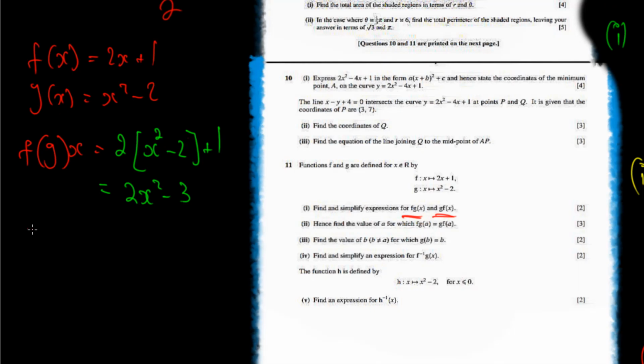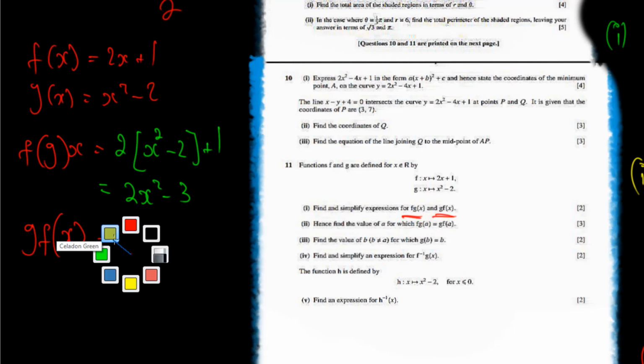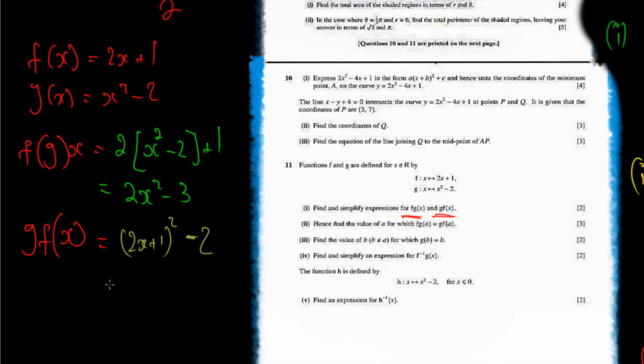The second function is g of f of x. That means f must be inside g. If I do that, my equation is going to be 2x plus 1 whole square plus minus 2. And if I were to simplify this entire thing, I should get the answer to be 4x square plus 4x minus 1, and that's the answer for the first part.